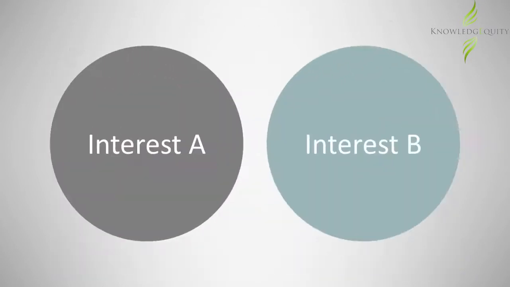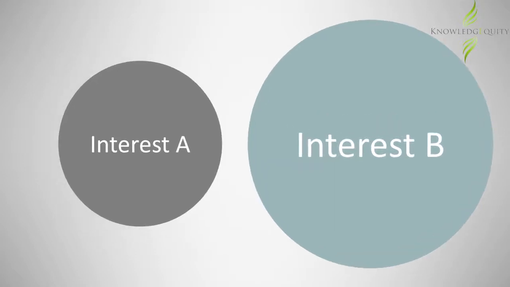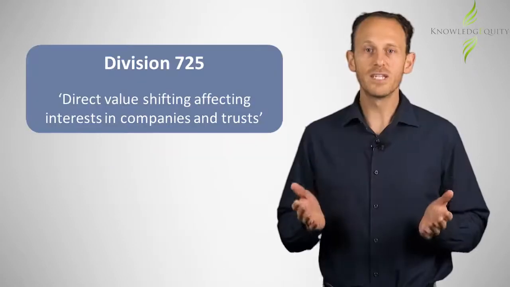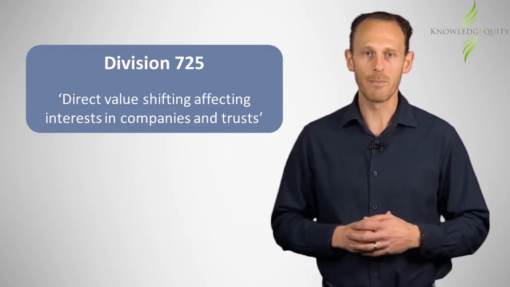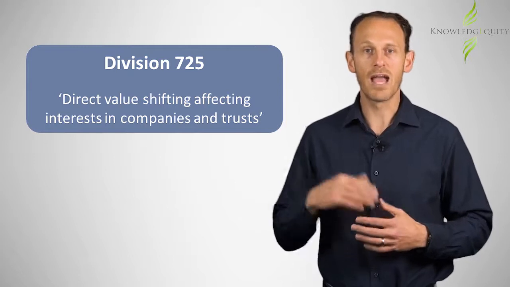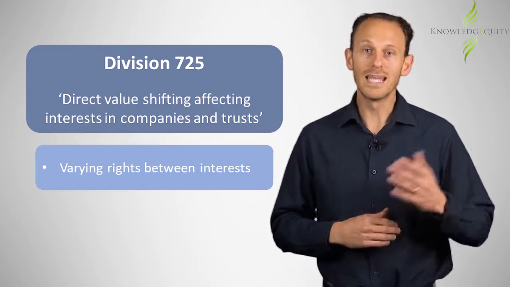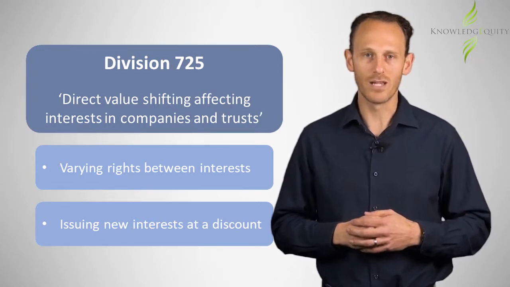The purpose of the value shifting regime is to counteract arrangements that shift value out of some assets into others, causing a distortion between market values and tax values. The shifting of value could artificially create a loss or reduce a gain in one interest and create or defer a gain in another interest. Division 725 considers direct value shifting between equity or debt interests in a company or a trust. This could be by varying rights between interests, such as different classes of shares, or issuing new interests at a discount to market value, such as issuing new shares for a nominal value.